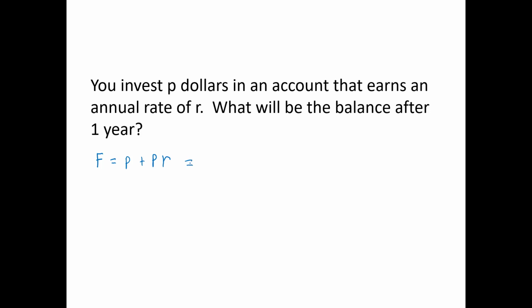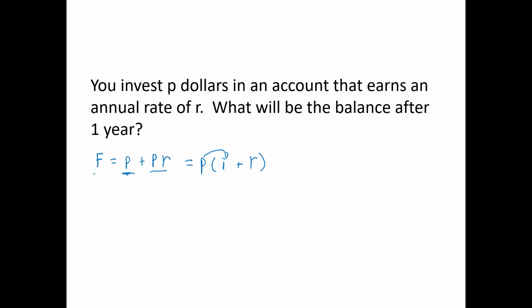For the purposes of doing this even quicker, we can see that both of these have a P, so we can factor out a P like you did in algebra. When you factor out a P, you put a parentheses and ask yourself, P times what will give me this P? That has to be a 1. You have 2 terms, so you need to have 2 terms inside the parentheses. Plus, P times what will give me PR? R. So it's P times 1 plus R.